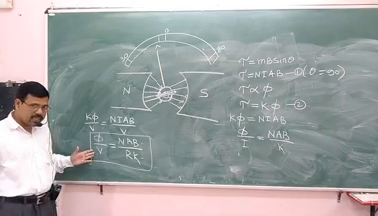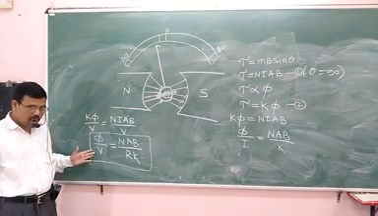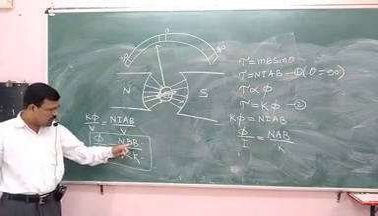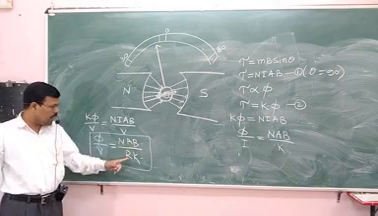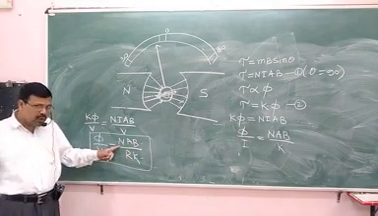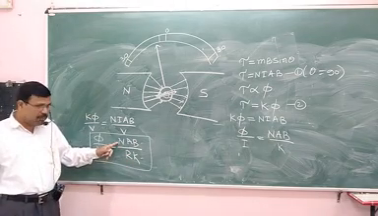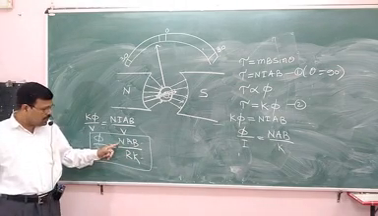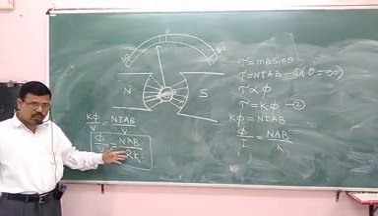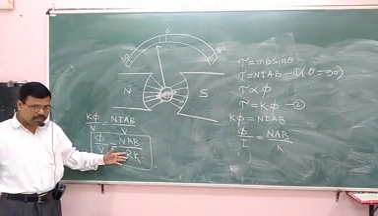And this voltage sensitivity also depends on the area of the coil, the strength of the magnetic field, and the spring constant. But it is independent of the number of turns, because if N is doubled, R also will be doubled. So therefore, the voltage sensitivity remains the same.